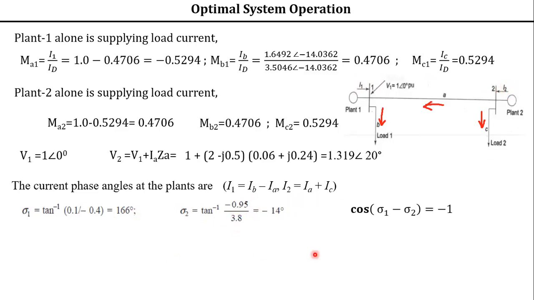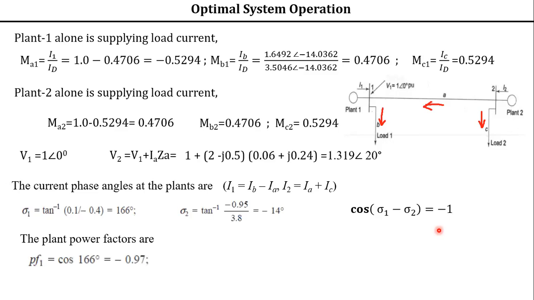So what is cos of sigma 1 minus sigma 2? It is minus 1. Substitute these values here, sigma 1 and sigma 2. So cos of that will be minus 1. Okay. Next, power factor angles. How to get this power factor? Cos phi 1 and cos phi 2 we have to get.